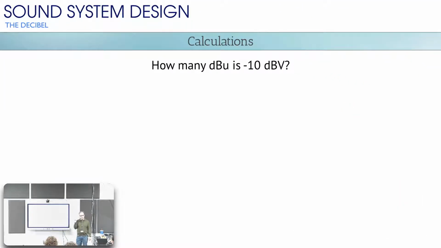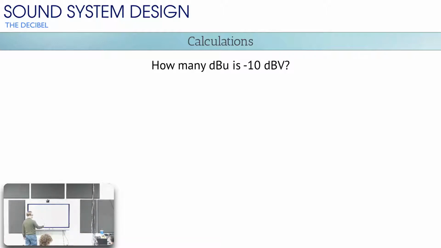So here's an interesting one. How many dBu is minus 10 dBV? The scenario where this would be important is, what if you're going to plug that consumer level piece of equipment into your professional mixing console? You know the nominal operating level of that consumer thing is minus 10 dBV. Well, what's that mixing console going to see that as, since your mixing console uses dBu?